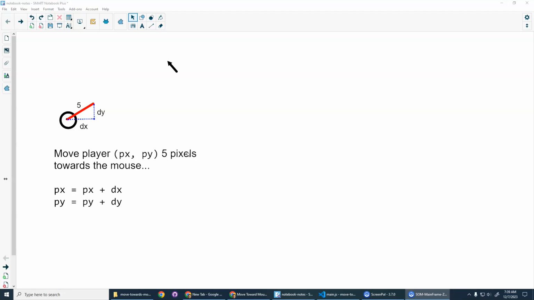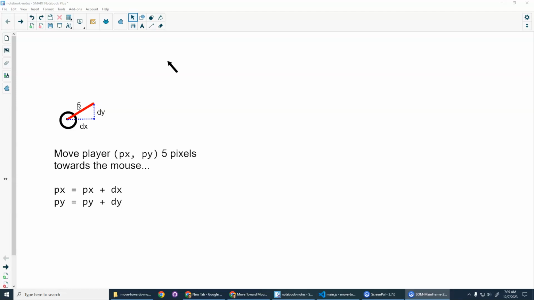Alright, in this video I want to talk about how we can take a player, so this black circle is going to be our player, and it has a center of px, py. Okay, how do I move this player so that it goes at a constant speed towards the mouse? Alright, so I don't want to just draw the player where the mouse is. I want the player to move towards the mouse.